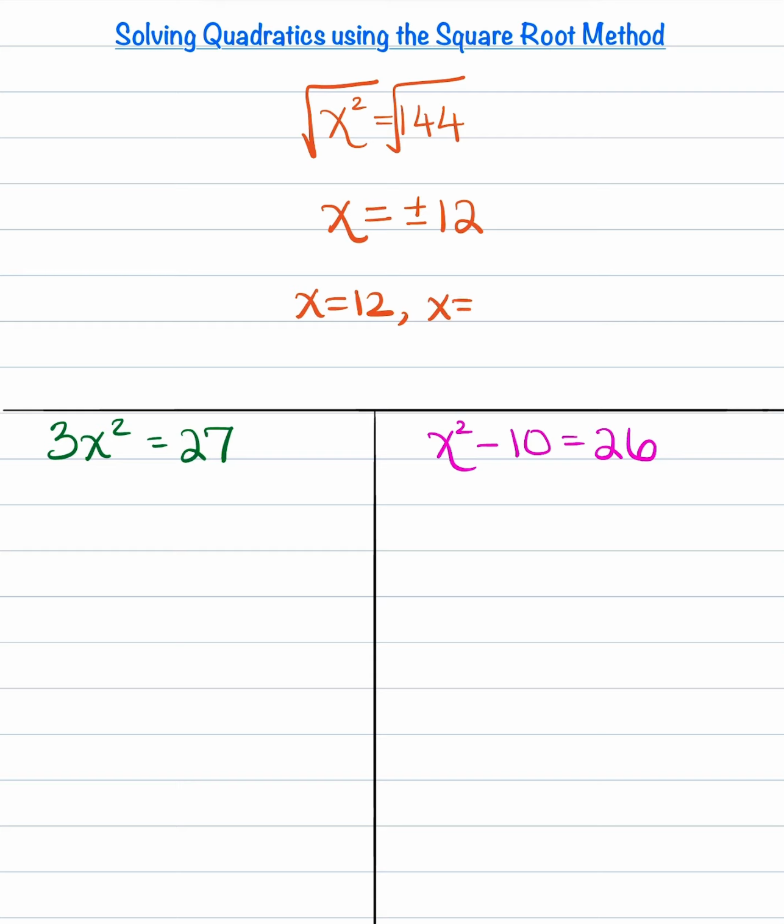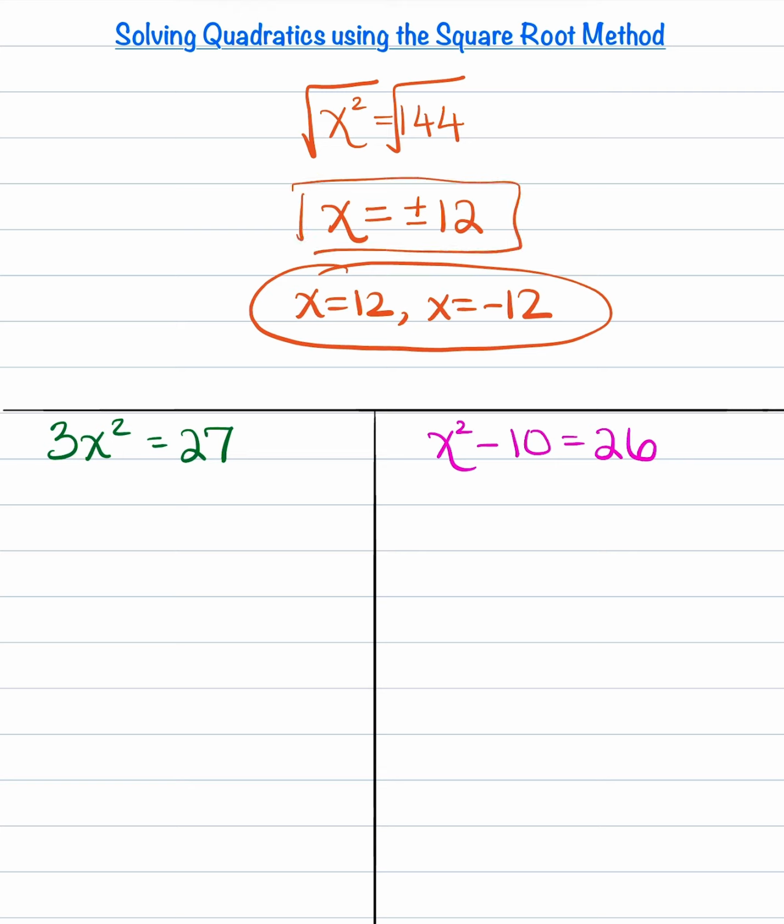So we can write it out separately like this, so you can very clearly see the two different solutions, or we can just consolidate them right here and write down x equals positive or negative 12. Both ways of writing that answer would be correct. So those are your two solutions for that quadratic.